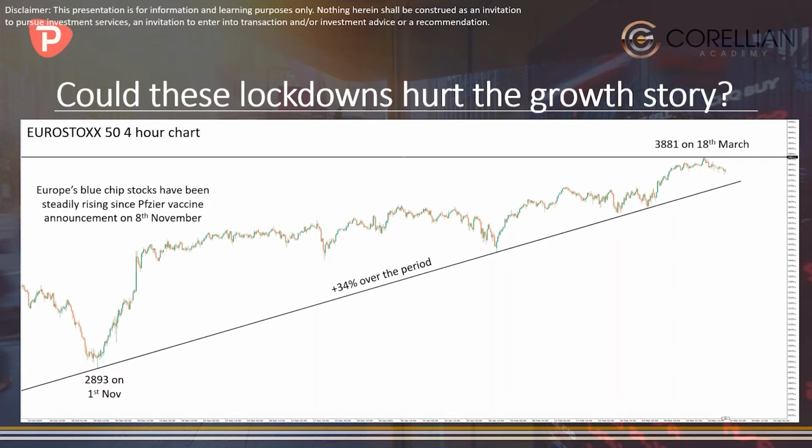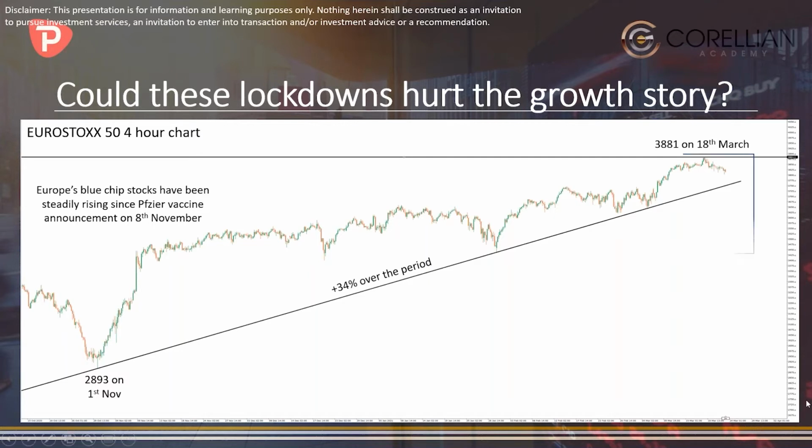or delay it maybe. So if we look here, we've got the Euro Stocks, which is the composite of the European stock markets across the board, from the DAX to the CAC. Blue chip stocks have risen pretty steadily. Since the Pfizer announcement on the 8th of November, that's a pretty impressive bounce of 34%. The hope of the vaccine creating the stability that we need to get some solid growth in is still in question in the EU.